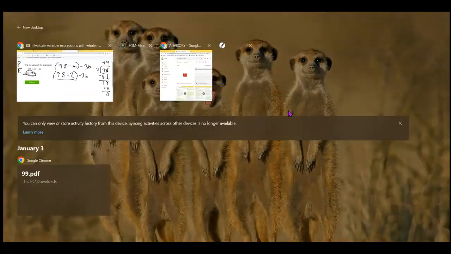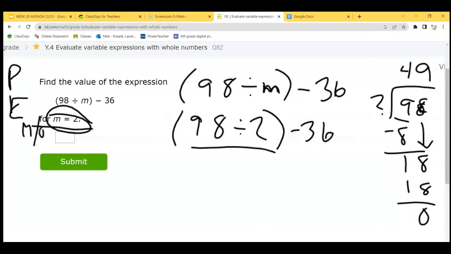You can see my background on my laptop at home is meerkats. There's a story behind it. I'll tell you guys another time.